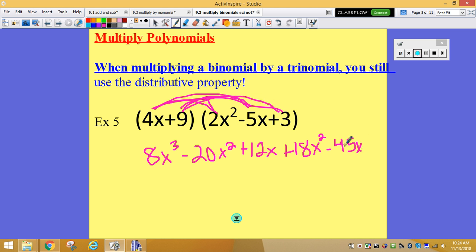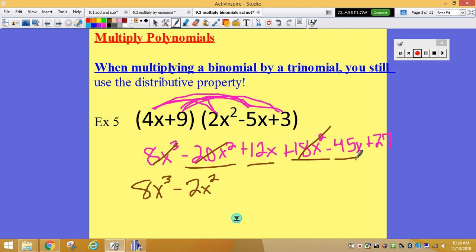9 times 3 is a positive 27. Now let's combine like terms. There's no more x to the third, so I'm just going to have 8x to the third. I'm going to mark it out because I've done it. I can do an x squared with an x squared. So negative 20 plus 18 is a negative 2x squared. I'm going to mark it out because I combined it.